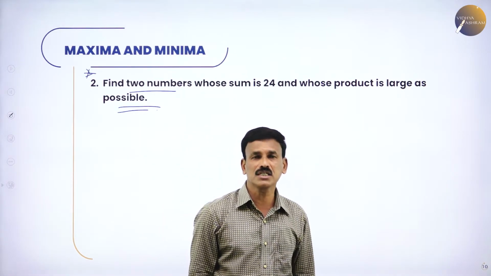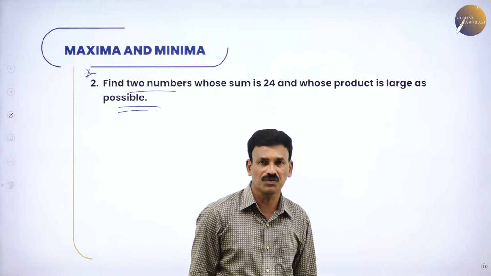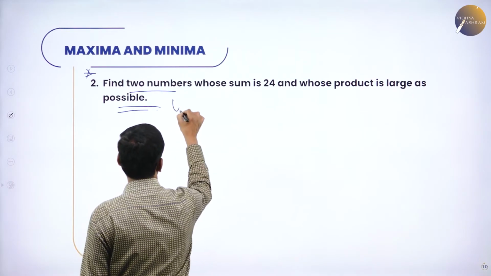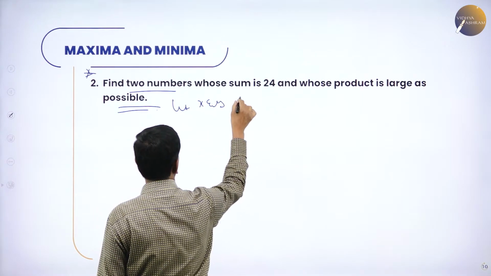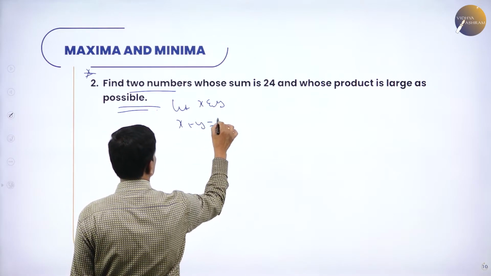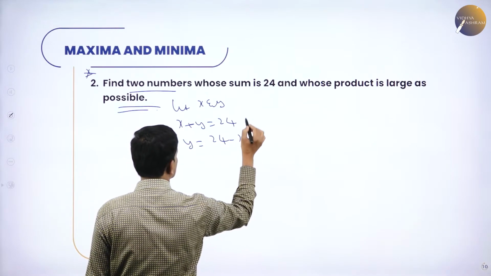Now let us consider the two numbers as x and y. What is given? x plus y is equal to 24. Let x and y be the two numbers. Given x plus y is equal to 24, then y is equal to 24 minus x.